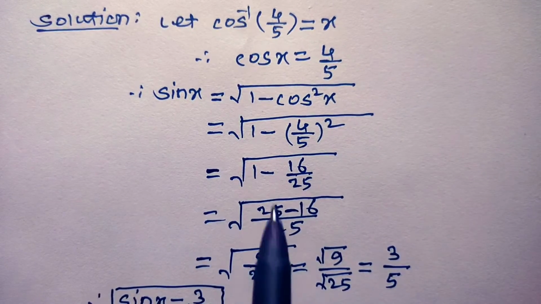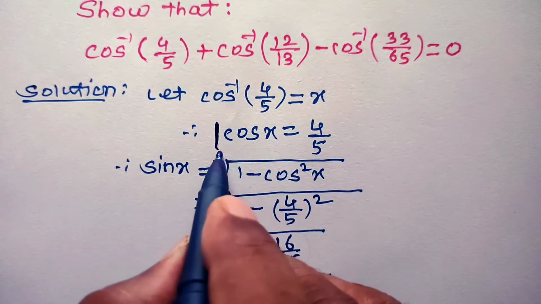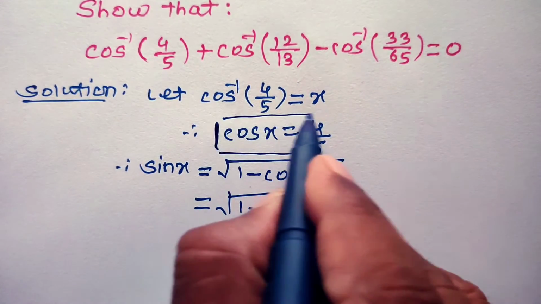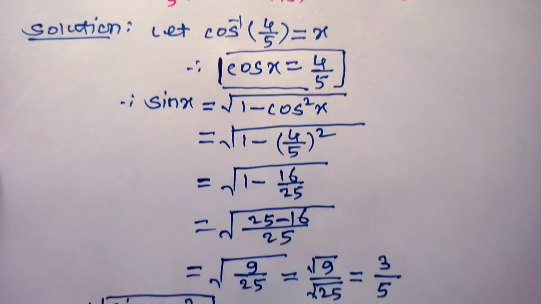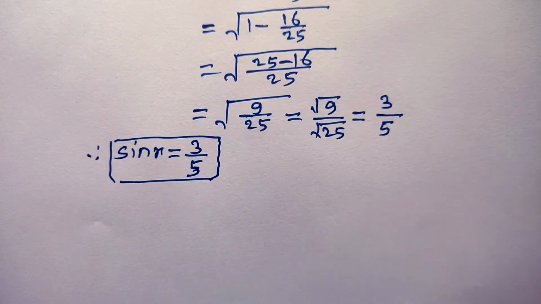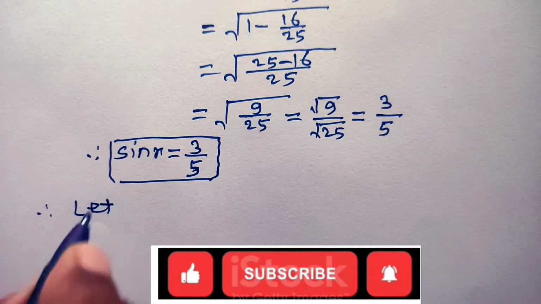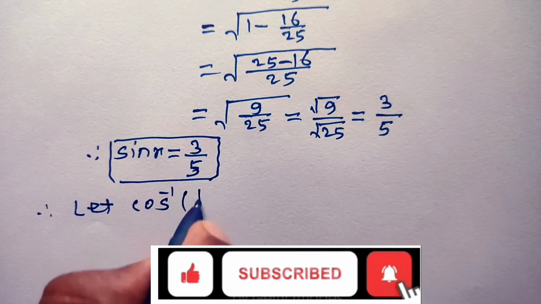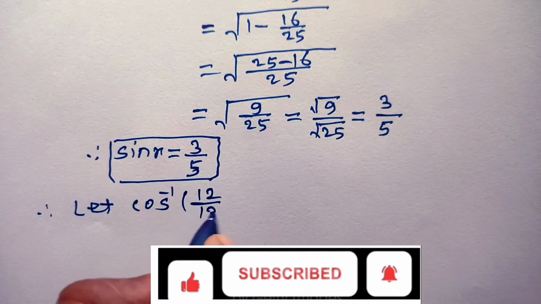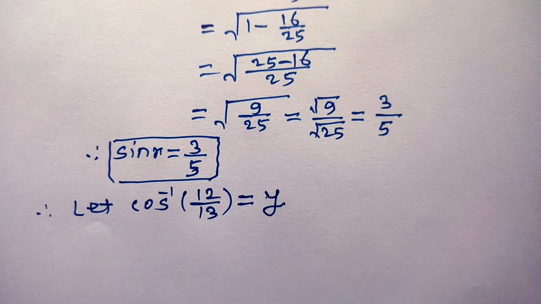And here cos x is 4/5. Now let us assume cos inverse of 12/13 is equal to a new variable y.